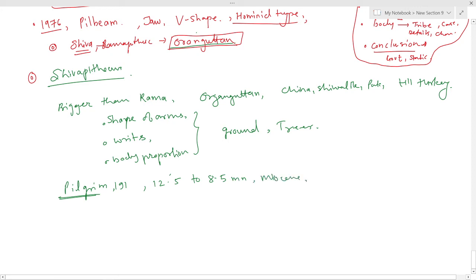The jaw and the dentition reflect that they ate tough, hard food like seeds and grass, and the canines were large and molars were heavy. So if this is the dentition, consider this to be the lower jaw. Here there were large canines, and the molars, which were used for chewing, were also larger in size.